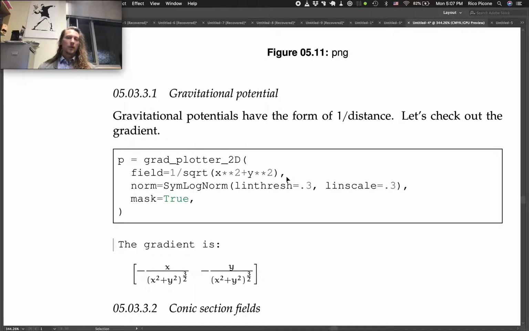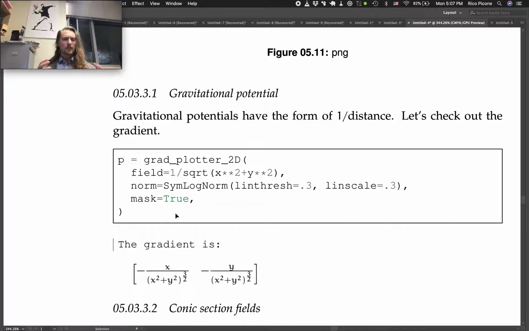We'll do a little bit of a norm on the color density plot because this function is rather sharp as you get towards the origin. So we'll smooth it out with a log normalization, and then we're going to mask some of the values as you get to the origin.